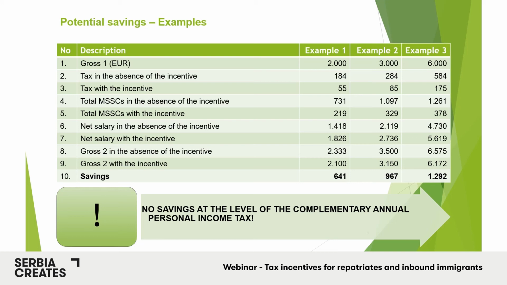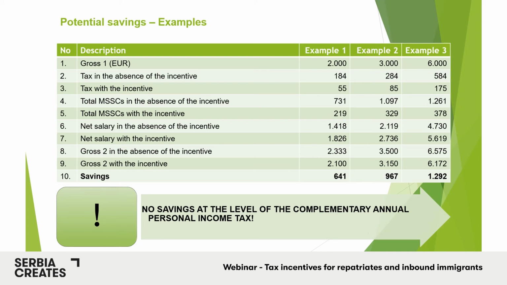On a gross salary of 3,000 euros, without the incentive, your employee would be getting a net salary of 2,119 euros, while your total cost of this salary would amount to 3,500 euros. With the incentive, the employee's net rises by more than 600 euros to 2,736 euros, while your total cost of this salary drops to 3,150 euros.